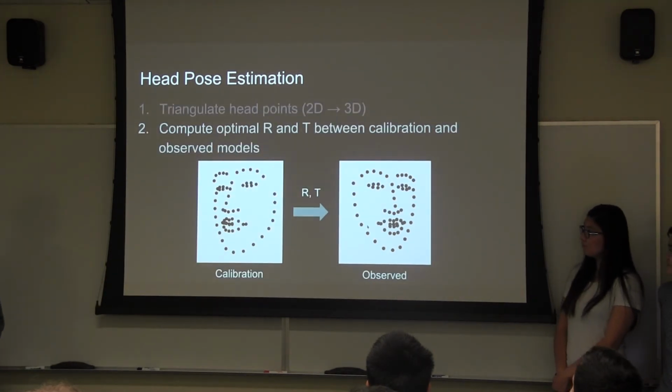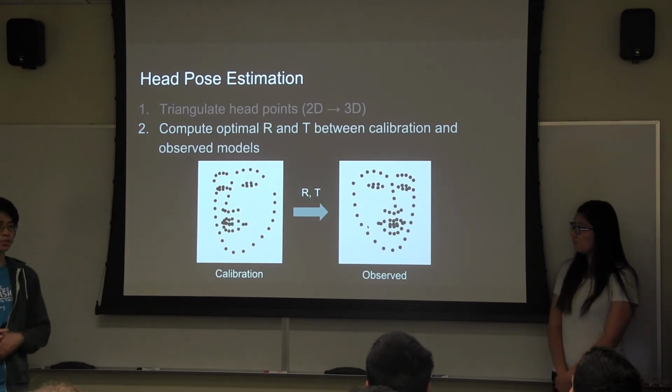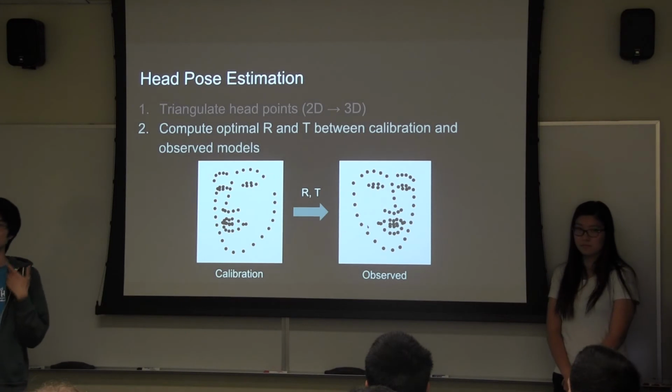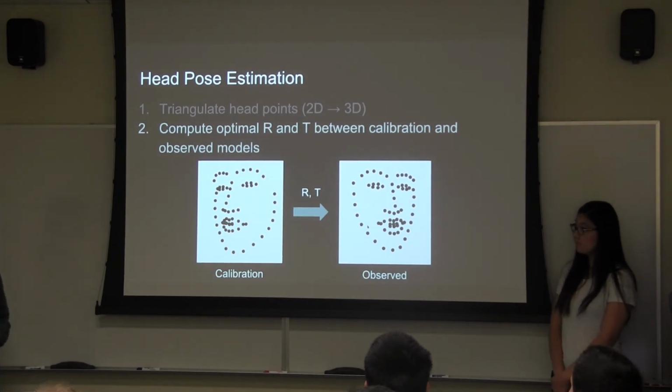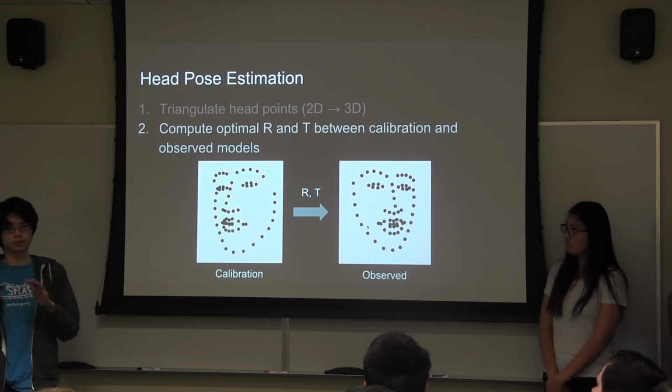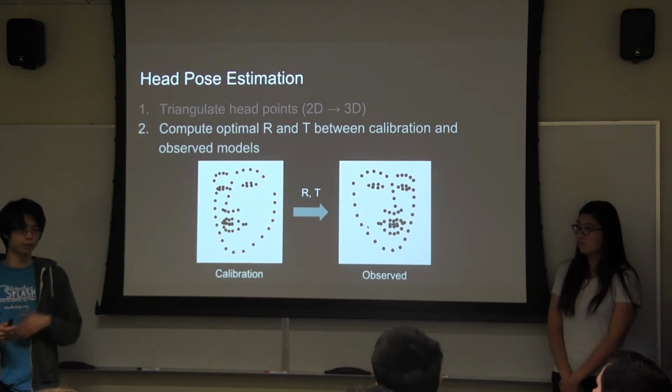Next, we want to compute the optimal rotation and translation that maps an initial calibrated model, which we set at the beginning of every run, where the user just looks at a point for a few seconds, onto the model that's currently being observed at a given frame. The way that we do this is using an algorithm known as the Kabsch algorithm, which simply finds a rotation and translation.